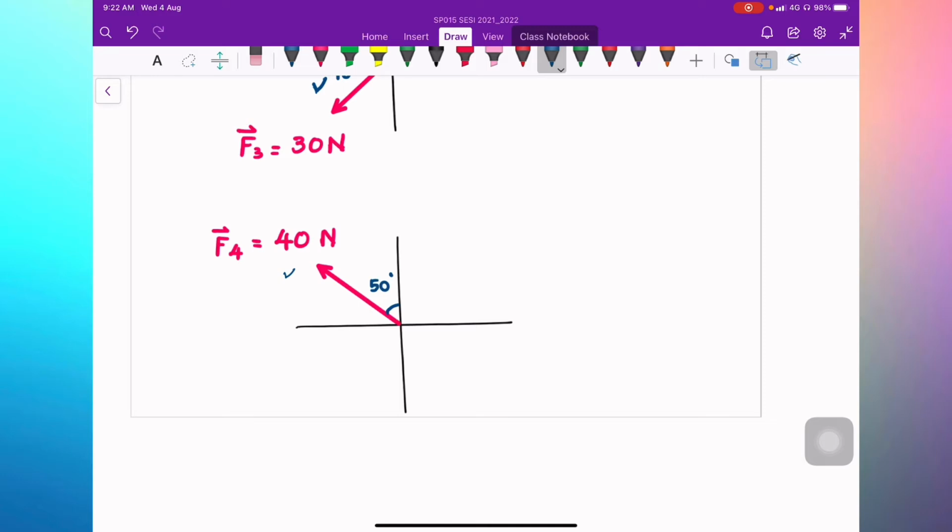But for this one, look at the 50 degrees here. The 50 degrees actually lies at the y-axis. But make sure we always use the angle at the x-axis. So how? By doing it mathematically, we get 40 degrees here. So we choose 40 degrees when we want to resolve it. All right.